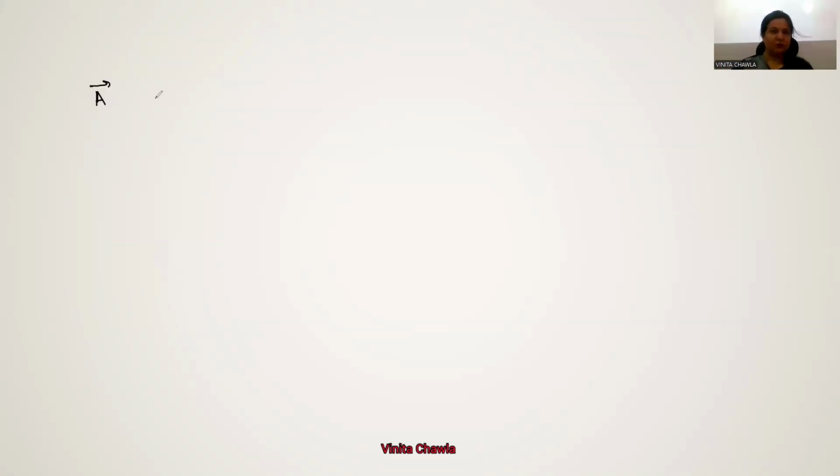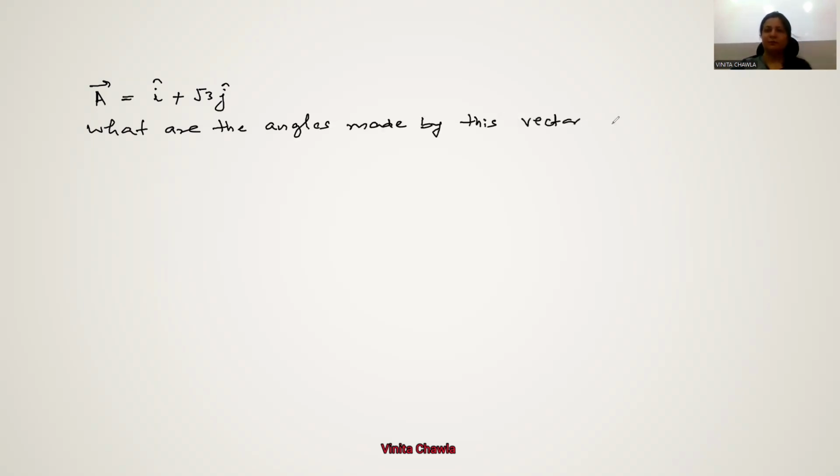Vector A is equal to i cap plus root 3 j cap. What are the angles made by this vector with x-axis and y-axis?